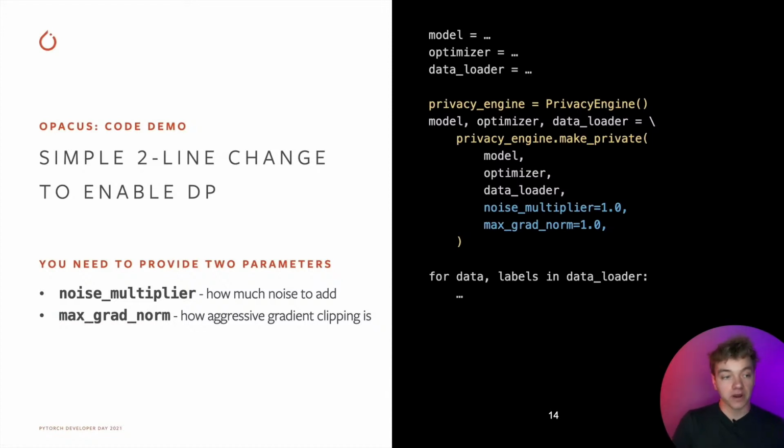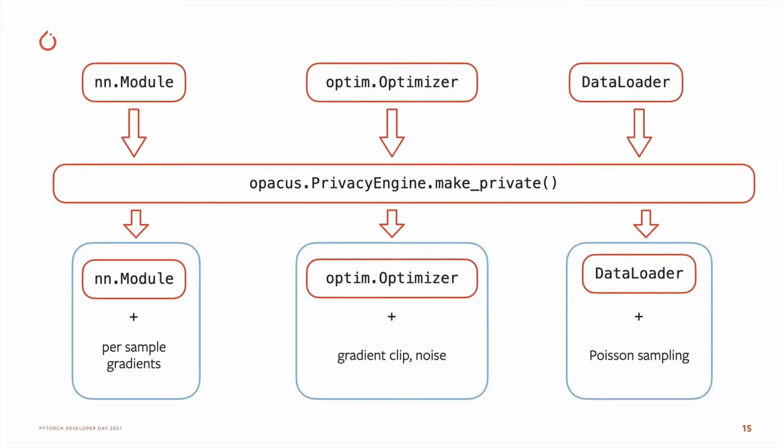There are 2 required parameters that you need to pass to the privacy engine. First is noise multiplier, determining how much noise to add and therefore how private the model is. And the second is max grad norm, how aggressive you want the gradient clipping to be. Let's now unpack what happens when we call make_private. As Alex explains in his part of the talk, there are 4 components of DP-SGD: computing per-sample gradients, gradient clipping, adding noise, and uniform batch sampling.